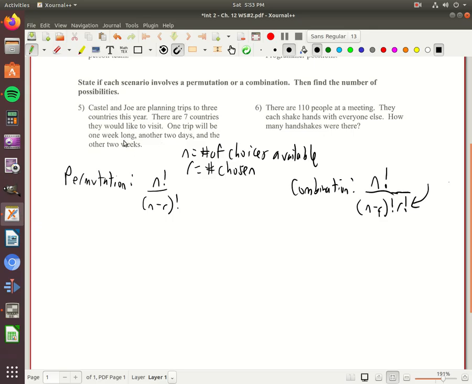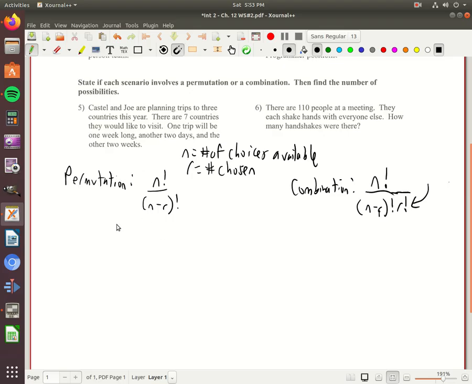One trip will be 1 week long, another 2 days, and the other 3 weeks. So is order important? I would say it's absolutely important. If you're going to spend 1 week in one country, 2 weeks in another, and only 2 days in another, it would matter which country you're in for however long, right? If you're in Italy for 2 weeks, you can do more stuff than if you're in Italy for 2 days. So I would say this is definitely a permutation.